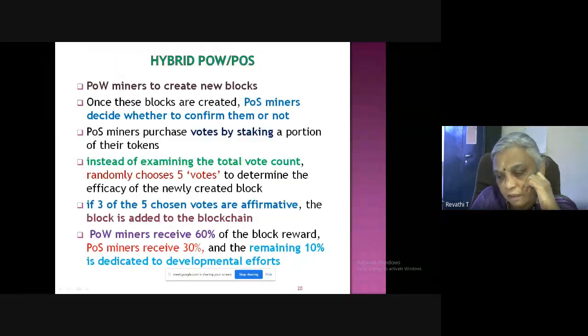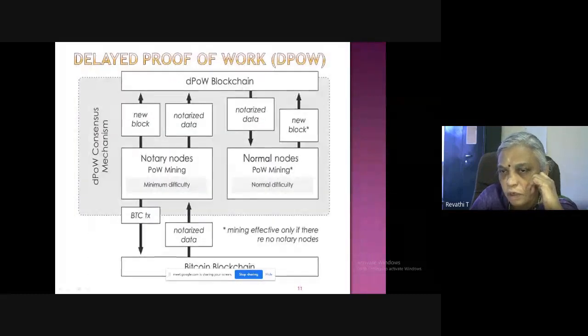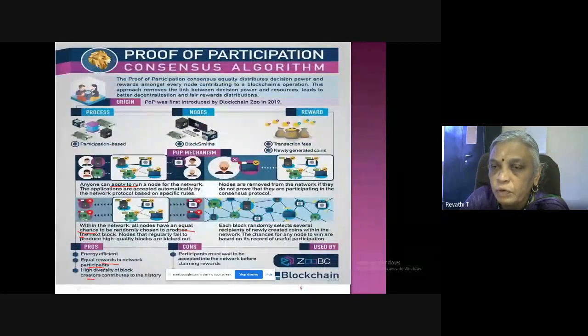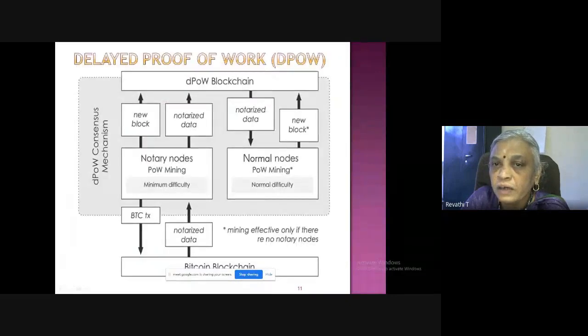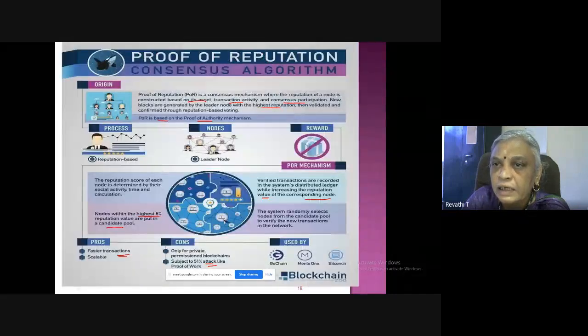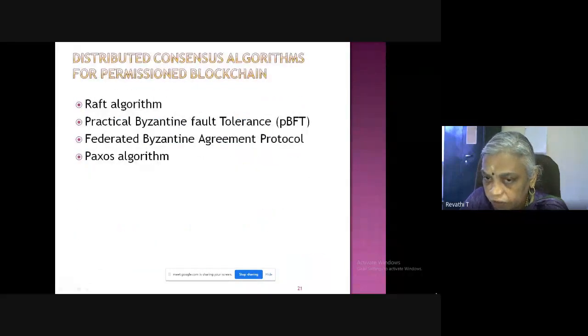So these are the various protocols, and these are mainly used for a permissionless blockchain or Bitcoin-like networks. Similar to Bitcoin, a number of networks are there. All will be using a different protocol like this, right? So POS, POC, proof of capacity, proof of participation, proof of burn, delayed proof of work, and proof of transaction, proof of elapsed time, proof of authority, proof of reputation, the delegated proof of stake, hybrid POW, POS. And again, I have mentioned only one list. Apart from that, again, more protocols are there, right? Each one will have its own advantages and disadvantages, right?